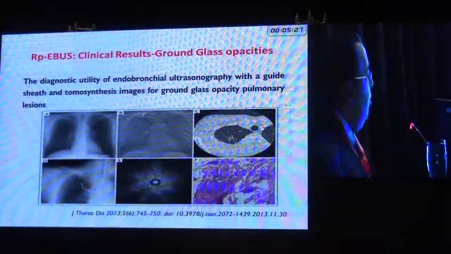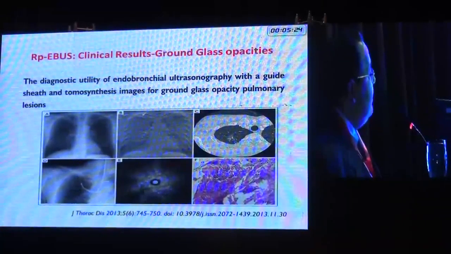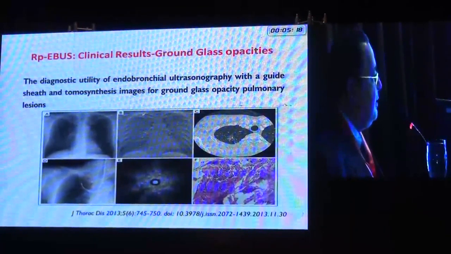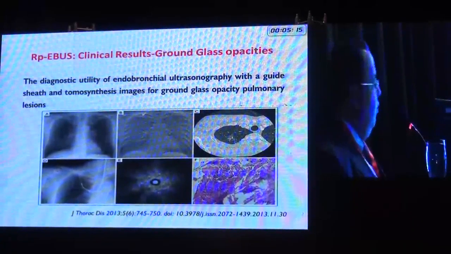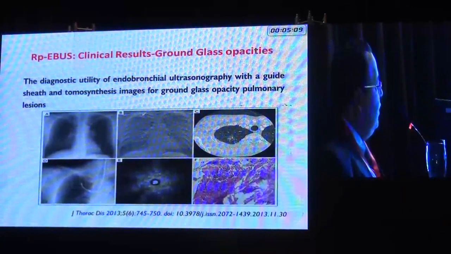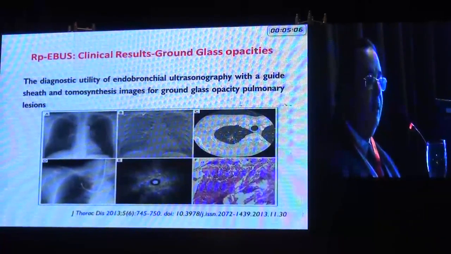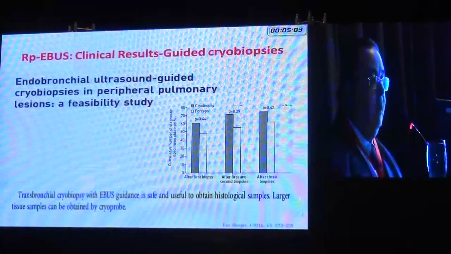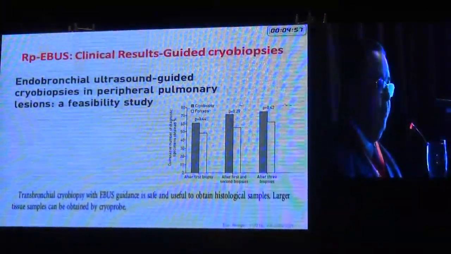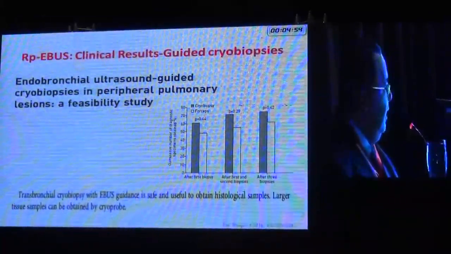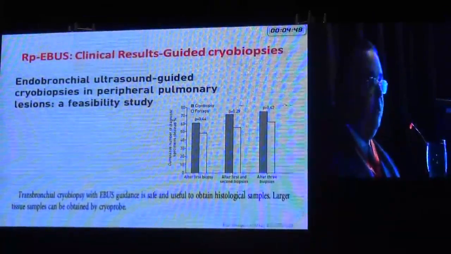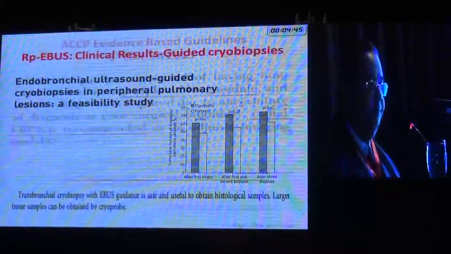Also, another technique called tomosynthesis, a special tomography technique in the CT. When you are confronted with ground glass opacification and you are highly suspicious that this may be an early bronchogenic carcinoma, you can reach these lesions with the endobronchial ultrasound and have a good diagnostic yield. Also, when you guide the cryoprobe, which is nowadays used a lot in peripheral lesions, with the EBUS, it produced good histological samples, and large tissue samples were obtained when it was guided by the radial probe ultrasound.